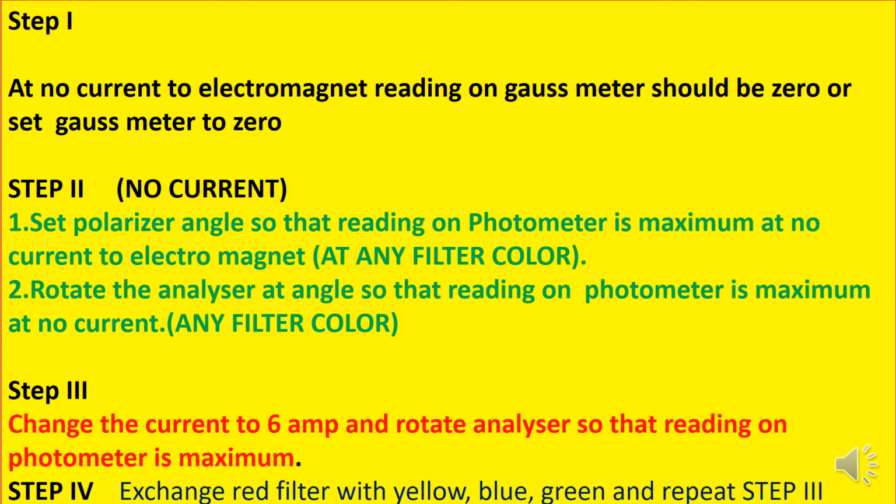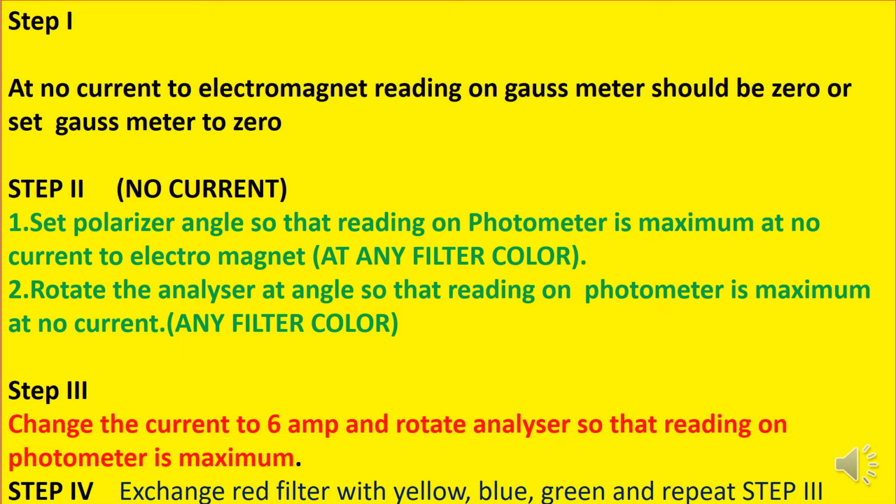Okay, so that is the first step. At no current, the reading on the Gauss meter should be 0. Set the Gauss meter to 0, because no current is going to the electromagnet, so no magnetic field is produced. Accordingly, the reading on the Gauss meter should be 0. But sometimes it is not 0. Then try to adjust it with the small knob. You can rotate that to adjust the magnetic field to 0.